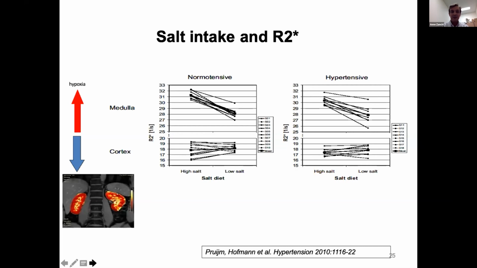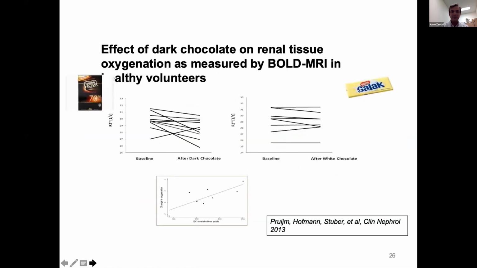As we like chocolate in Switzerland, I always like to show this example. Next slide. We also did an experiment with chocolate and BOLD MRI, and we saw that the R2* values on the left side in people eating 1 gram per kilogram of dark chocolate reduced the R2* in the medulla, and the same individuals did the same experiment eating white chocolate. So a baseline BOLD followed 2 hours later by another BOLD after they had eaten the white chocolate, and nothing changed. So dark chocolate is good for your kidneys, white chocolate is not. Next slide.